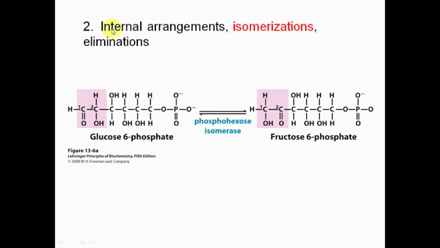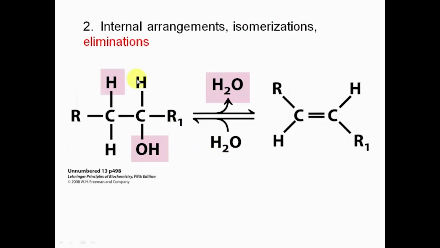This is showing an example of the second type of reaction. This is an isomerization. And so here we're going to flip these 2 groups. We're just going to move atoms within the same molecule, and that's done by an isomerase. This is showing an elimination reaction where we eliminate water. So kick off water as OH and H, and you form a double bond.